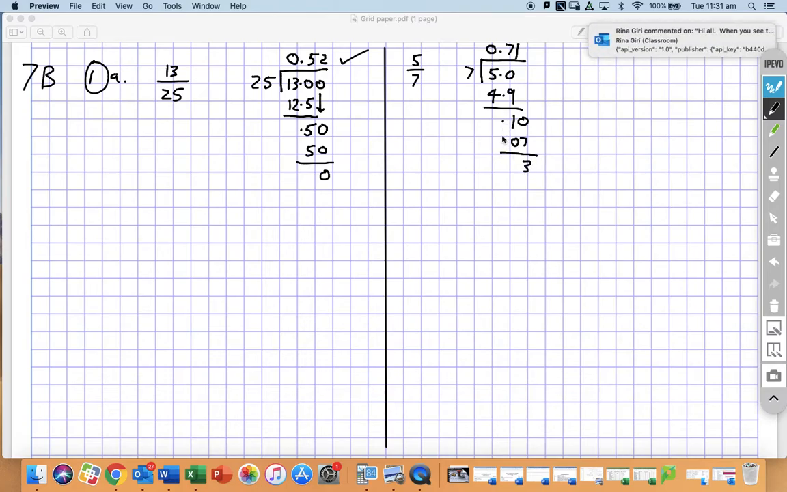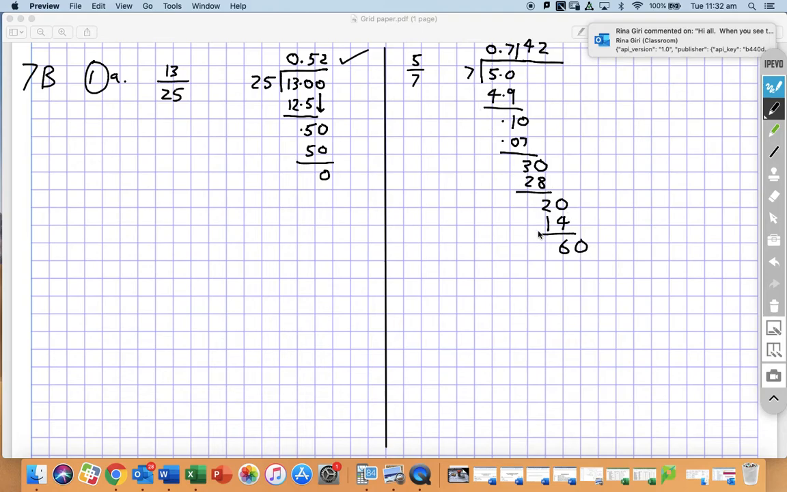I'm going to stop writing the decimals at this point. So 7 into 3 doesn't happen, but 7 into 30 does. 4 7s are 28, so we can get a 4. Subtract, we're left with 2. 7 doesn't go into 2, but it will go into 20, and it will go into 20 2 times. 2 7s are 14. 20 minus 14, 6.